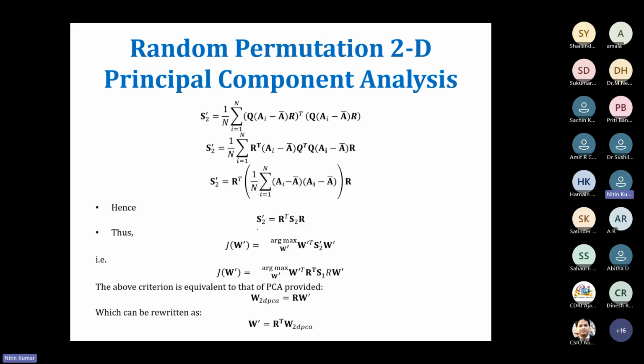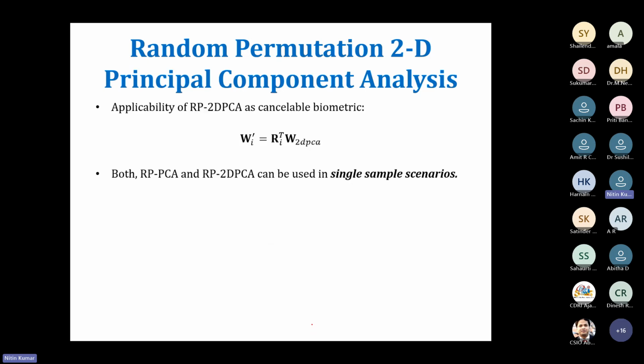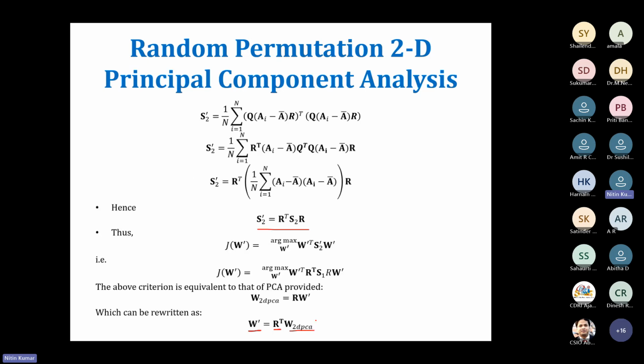Lastly, this is a formulation very similar to what we have in PCA, but the results are a little bit different here. And this W dash, the transformation, can be obtained by pre-multiplying by R transpose for this 2D PCA. I have just skipped this mathematical part.